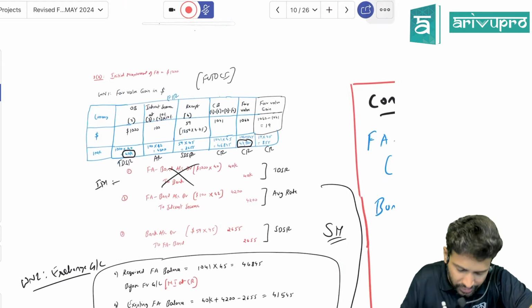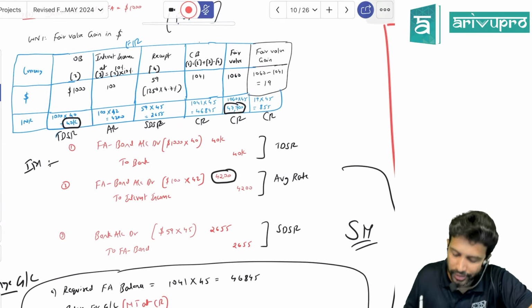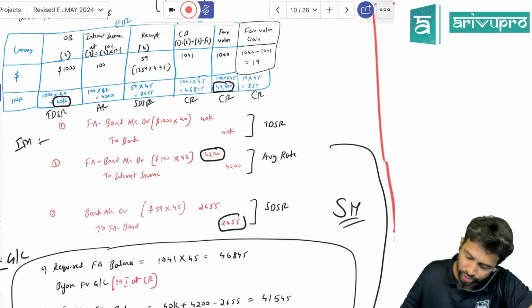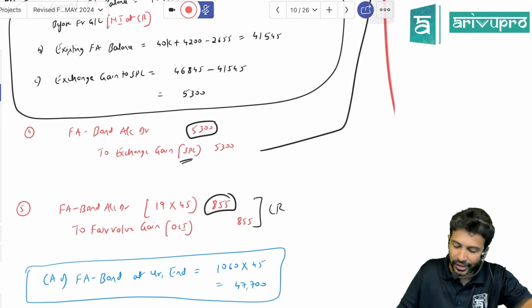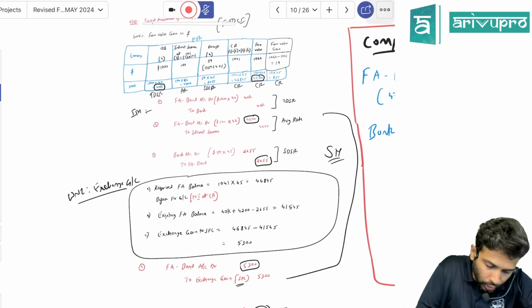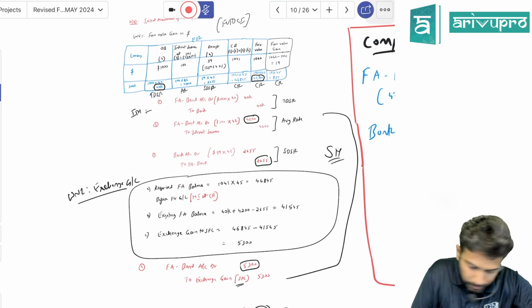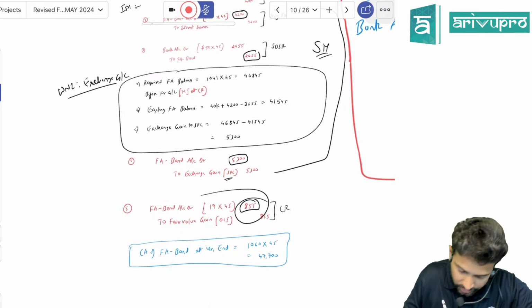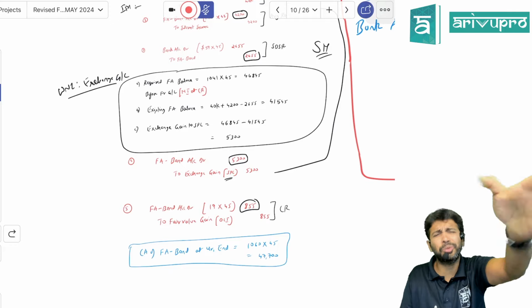Forget the initial measurement. Leave this. Check: in entry number 2, you debited financial asset bond by 4,200. Here you credited 2,655. Here you debited 5,300. Here you debited 855. Add them: 4,200 minus 2,655 plus 5,300 plus 855. If you do that, my calculator is showing 7,700. It has to be 7,700.